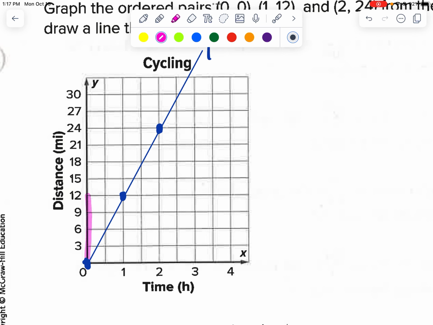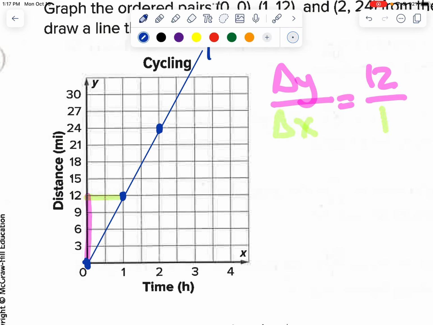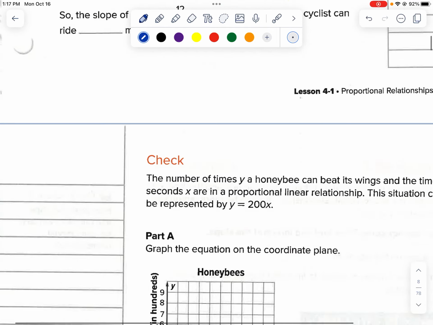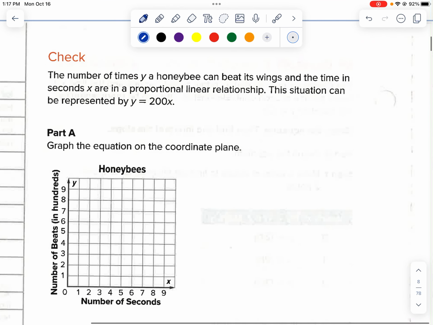Or I could have come to the graph and also done it. So how far up did it go? It went up 12. So the change in y is 12. How far over did it go? The change in x is 1. So again, 12. But it's 12 miles per hour. Okay. So we do the same thing.